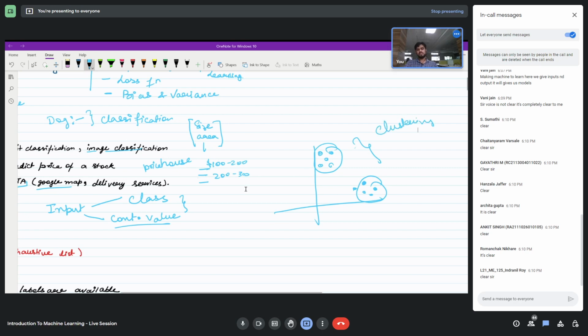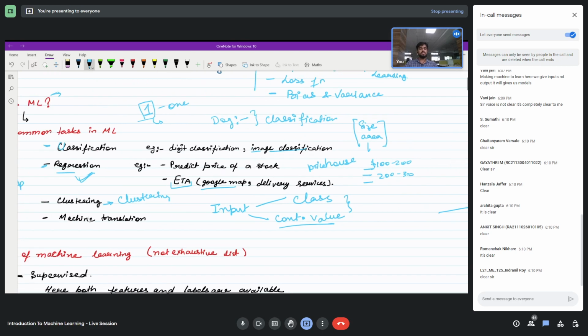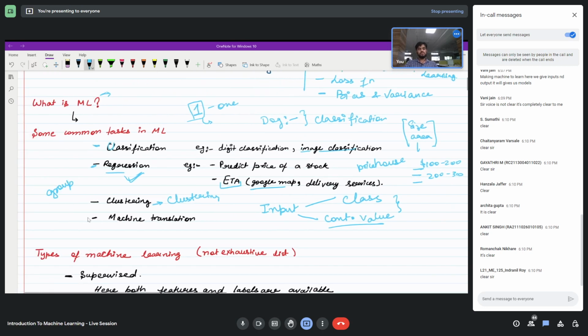Another interesting task is something like machine translation or language translation. So you go to Google Translate, you type in one language, it outputs in another language. This is something called a translation task. So this won't actually fall into any of the above categories. So this is another task that you can do.